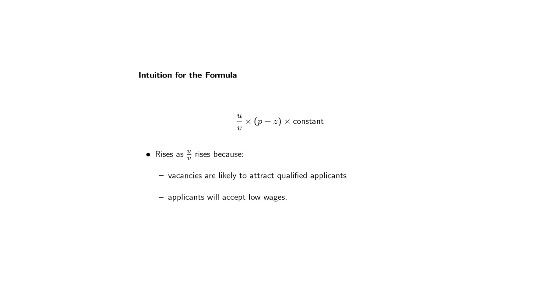Now, why does it rise as P rises? Well, as the workers generate more output, the job is more valuable, and so there are more benefits to the firm of creating that job. At the same time, this is a little less intuitive. If you go back to the formula, there's P minus Z. So as Z goes up, the benefits of not working go up for the worker. Then P minus Z is going to fall, and the benefits of job creation for the firm are going to fall. Why is that? Well, it's because if the worker is getting a lot of benefits from not working, the firm needs to pay a higher wage to attract that worker to work. And so that's why the benefits of job creation go down for the firm if Z is high.